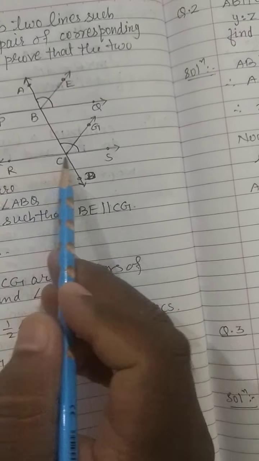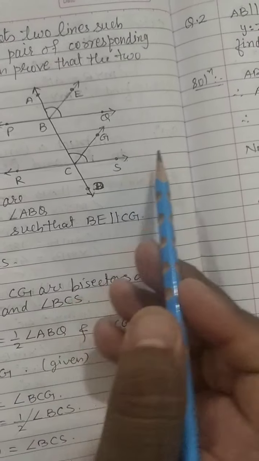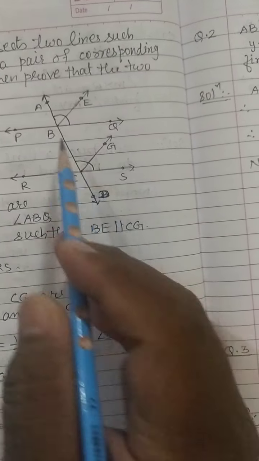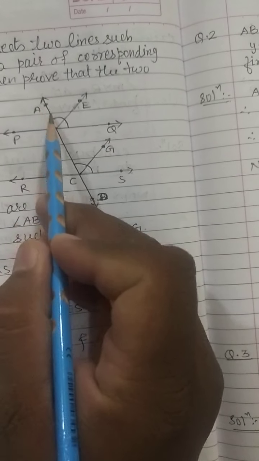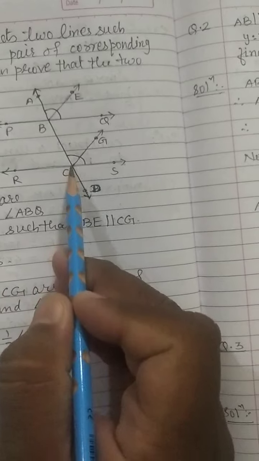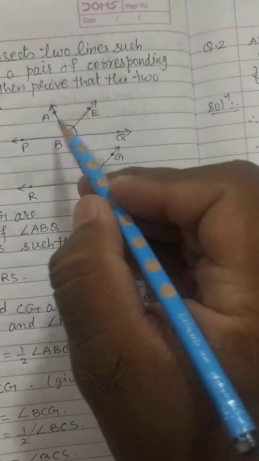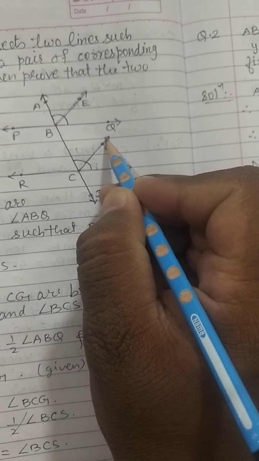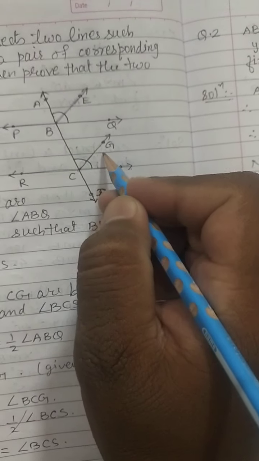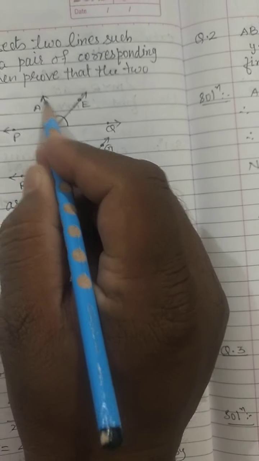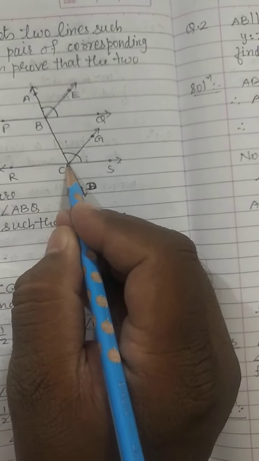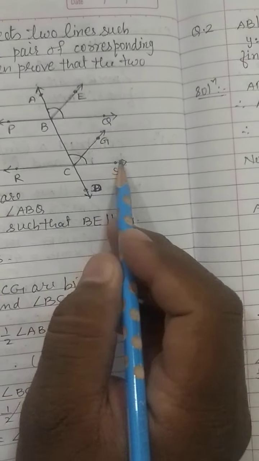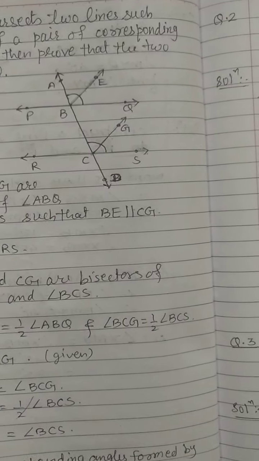So let PQ and RS be two lines, and AD is a transversal. Here two corresponding angles ABQ and BCS are given, whose angle bisectors, that is BE and CG, are given parallel to us. So we have to prove that angle ABQ and angle BCS are congruent, and hence we can say PQ and RS are parallel, which is our need.